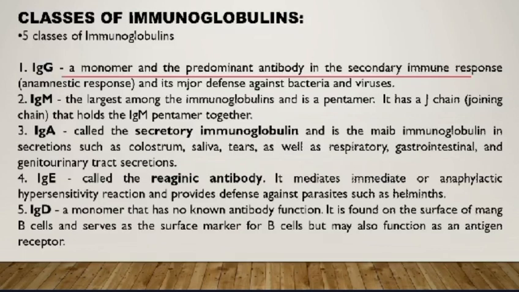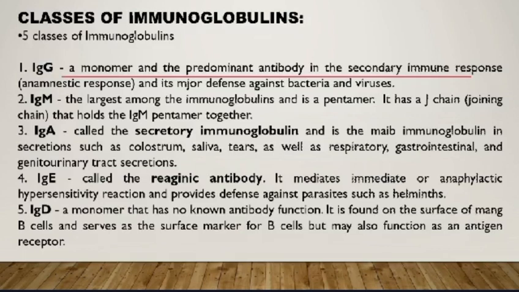IgM. It is the largest among immunoglobulins and is a pentamer. It has a J chain, or what we call the joining chain, which holds the IgM pentamer together. It is the main immunoglobulin produced early in the primary response, and it is the predominant antibody in acute infections. Together with IgG, it can activate the complement system. It is a more efficient activator of complement owing to its large size.